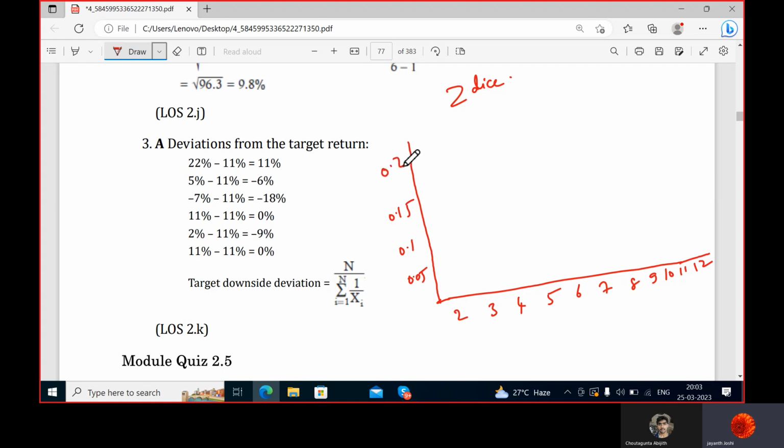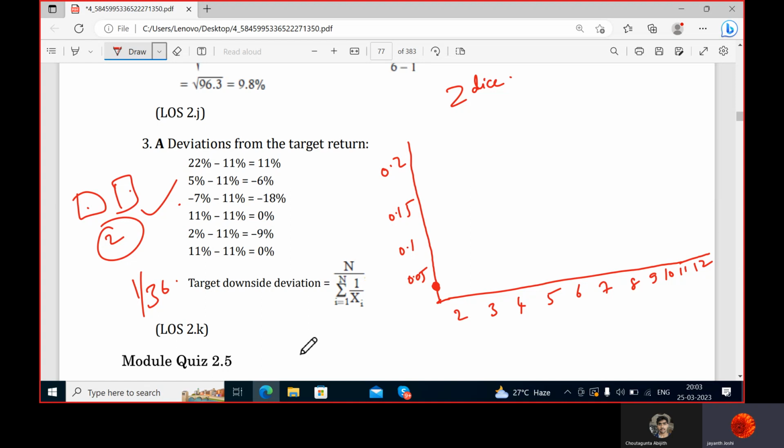Now you have two dice, Abhijit, and you have a 1 in 36 chance of a 2. That means if two dice fall and you see 1, 1 here, you sum and it becomes 2, correct? This will happen how many times? 1 and 1 is possible only 1 out of 36 times, because when I take two dice, the total outcomes would be 36. So that 1 by 36 becomes what? 0.03. So my data will start from here.